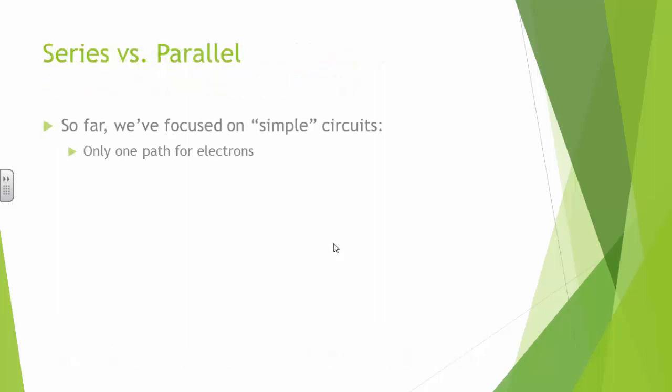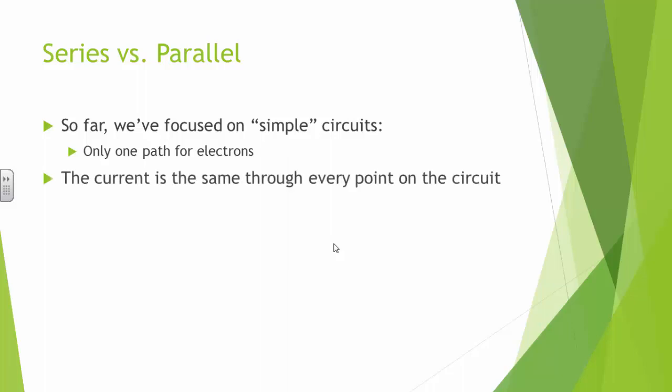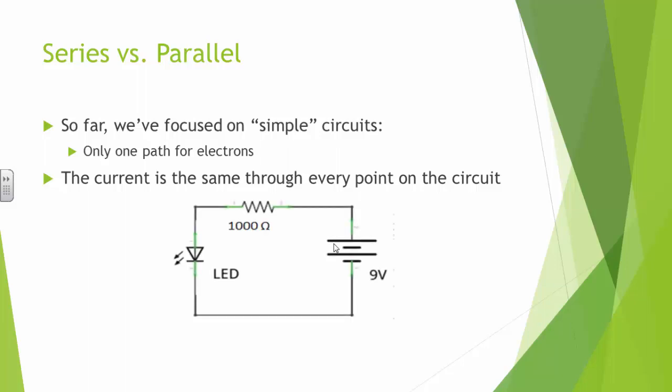And this is where we start to talk about a different approach to designing circuits. So far, we've focused on these simple series circuits that have only one path for electrons. And the current is the same through every point in the circuit. We call this the Congo line principle. If we choose to measure the current at any node in our circuit, the current will be exactly the same.